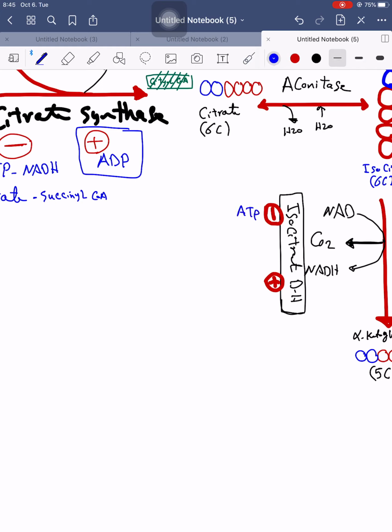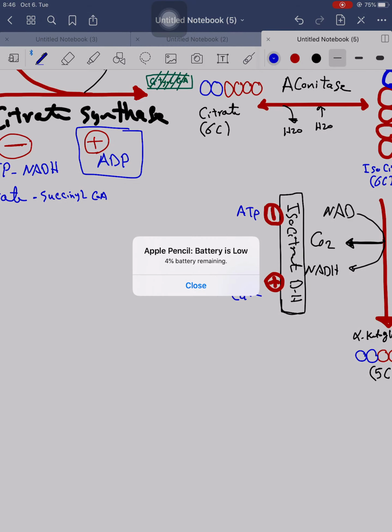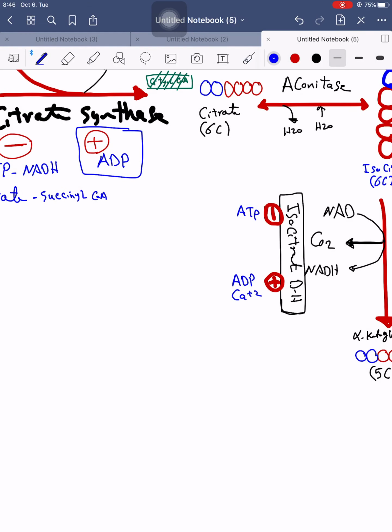And what factor activated? Of course, it is ADP, plus calcium. Calcium here is very important. Like skeletal muscle needs to contract. When the skeletal muscle is going to be contracted, what factor can help us? Help it to be contracted?